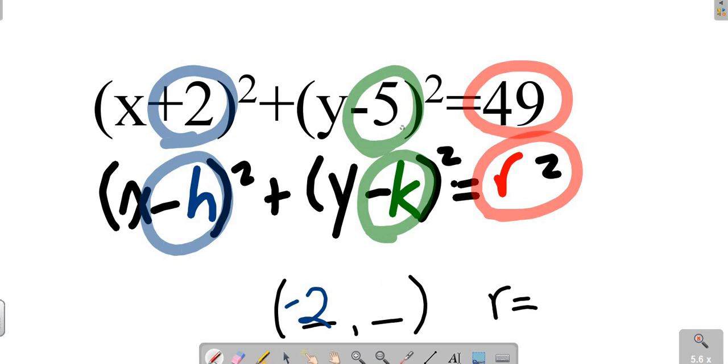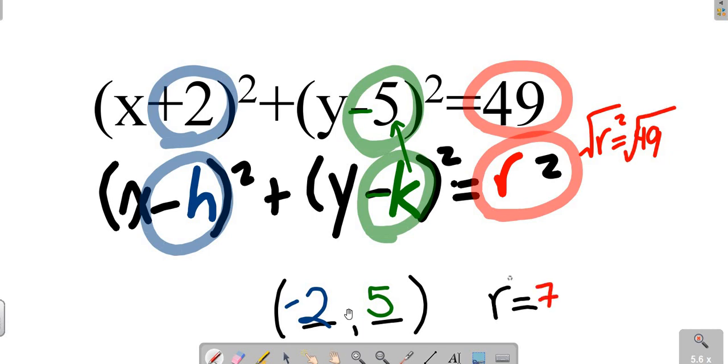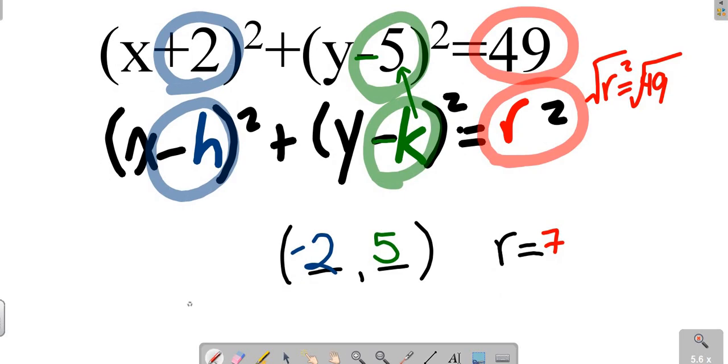Y minus k, notice the sign did not switch, therefore what k must be is just a regular positive 5. If I put a negative there, it would switch the sign. If r squared equals 49, that means our radius must be 7. And we're done. Our center is negative 2, 5, our h, k, and our radius is 7. That is called pulling an equation apart.